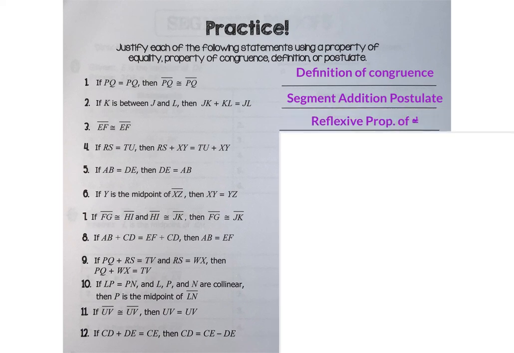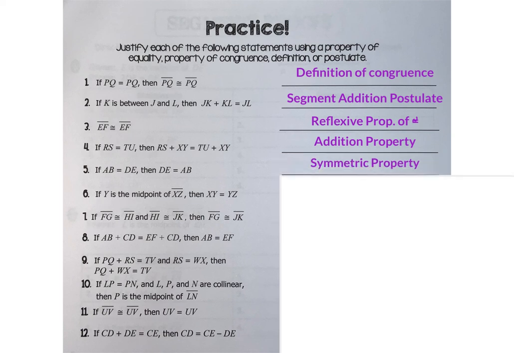Reflexive property. If RS equals TU, then RS plus XY equals TU plus XY. You can add XY to both sides of an equation. What tells you you can add something to both sides of an equation? Yeah, addition property of equality. If AB equals DE, then DE equals AB. Yeah, that is my symmetric property. You can flip-flop across equals or congruence.